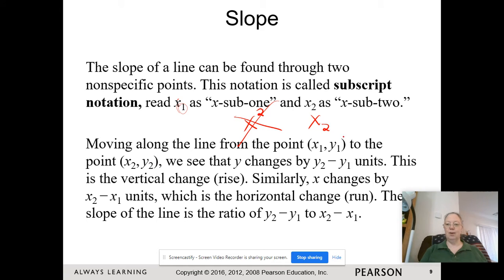Y sub 2, and we have y sub 1. So the x sub 1, y sub 1 refers to the first point, whichever point happens to be first. Like I said, it doesn't matter which point we start at. And then this right here, x sub 2, y sub 2 refers to the second point.